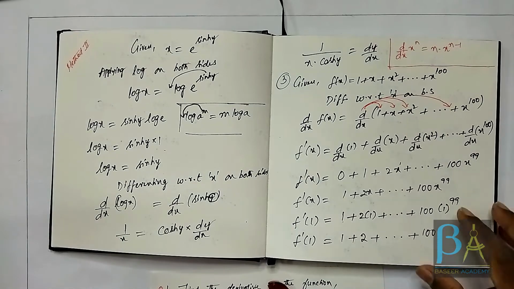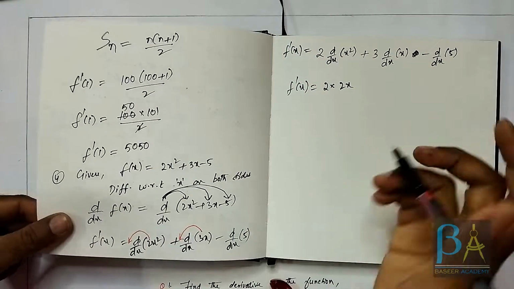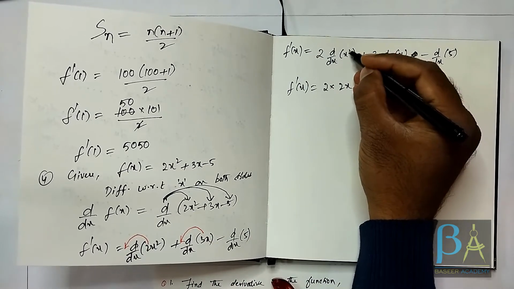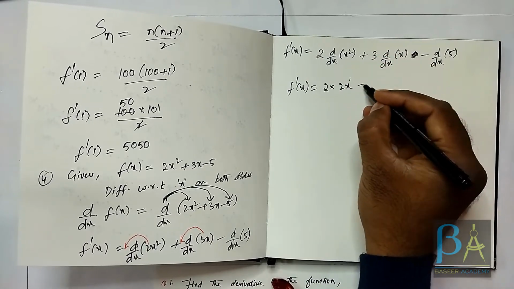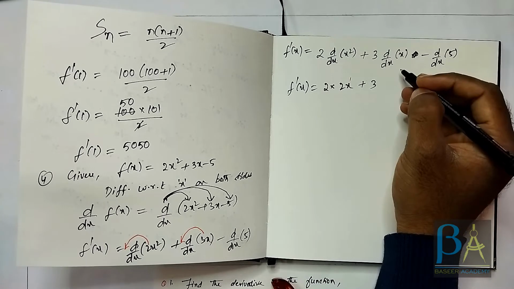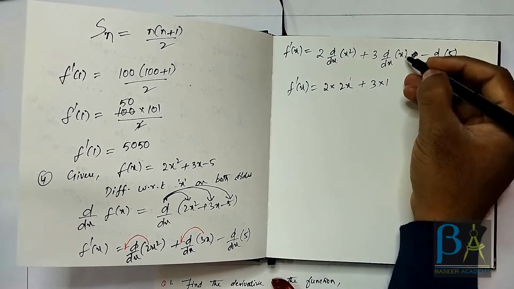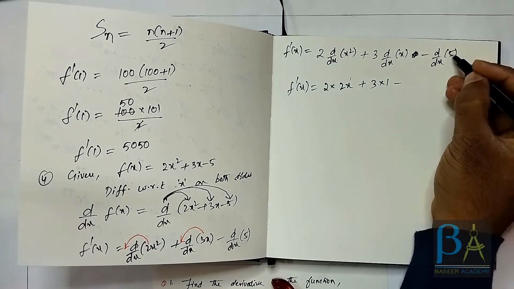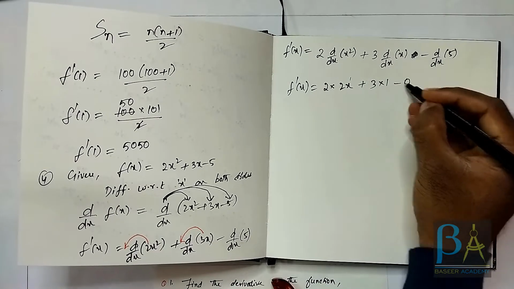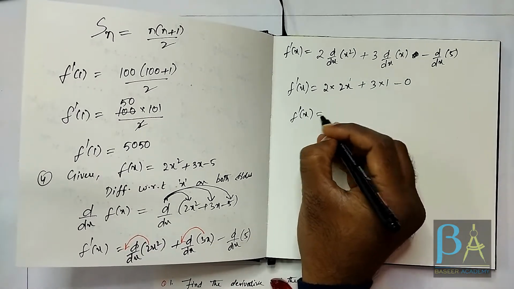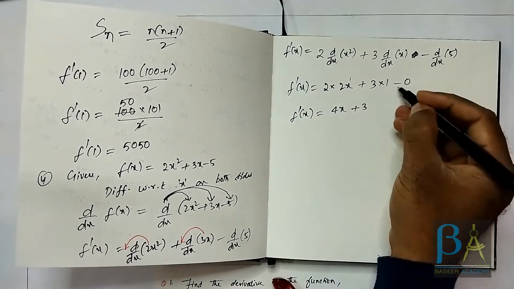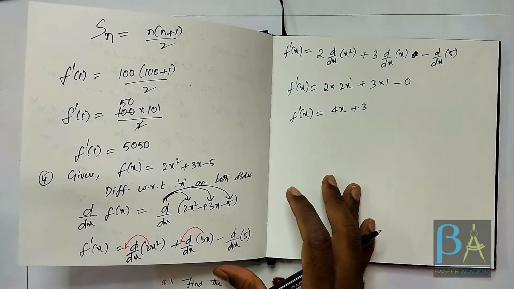What are we supposed to do? We are supposed to bring forward the power and then subtract 1 from the power. 2 minus 1 is 1. d by dx of x is nothing but 1 itself, because when you differentiate x with respect to x, you end up getting 1. When you differentiate the constant term, you end up getting 0. So f dash of x is 2 into 2, 4, 4x. 3 into 1 is 3, minus 0, I can just get rid of minus 0.